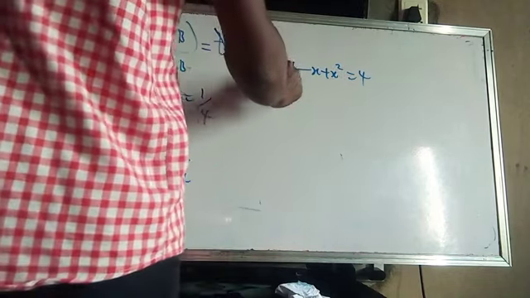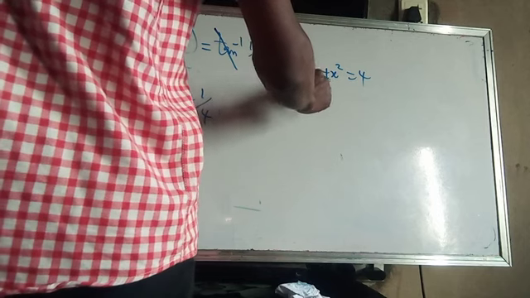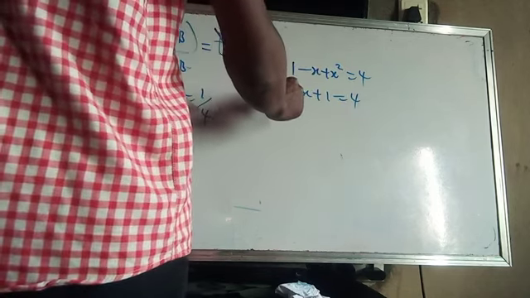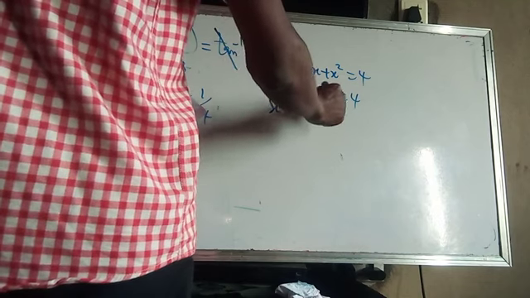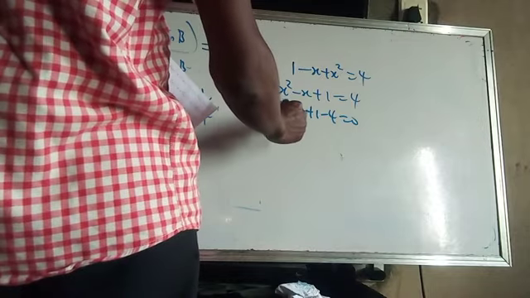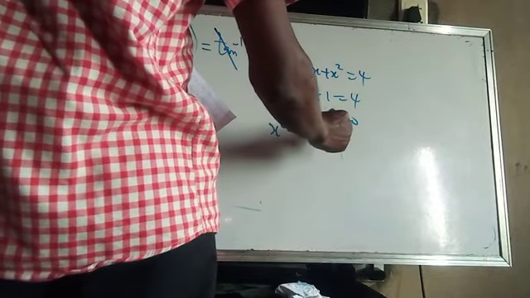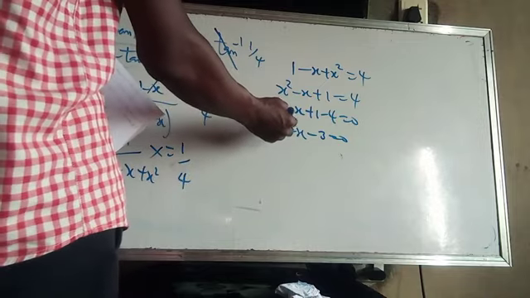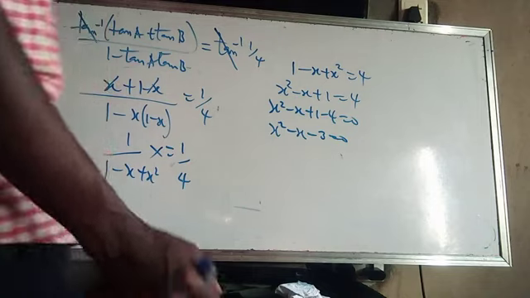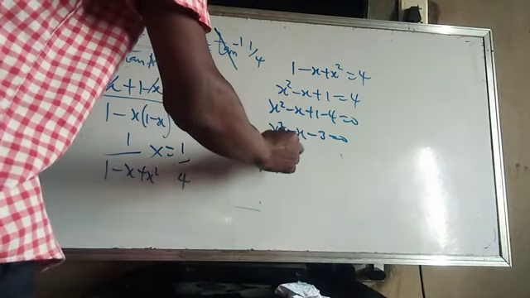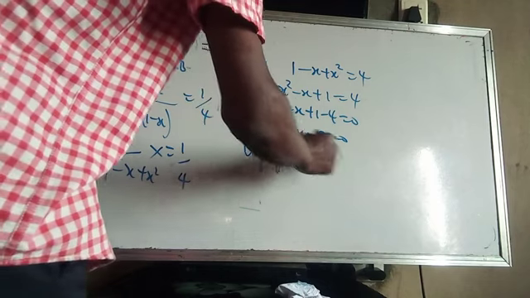So you can rewrite x squared minus x plus 1 equals 4. So you can have x squared minus x plus 1 minus 4 equals 0. So you have x squared minus x minus 3 equals 0. Can you factorize this? No. So using the quadratic formula method.